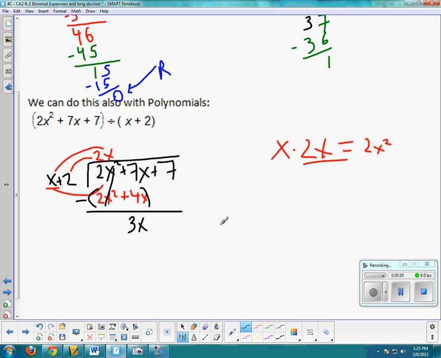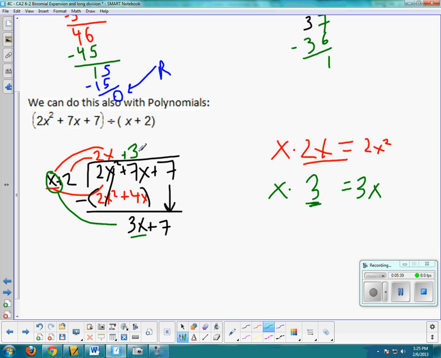Okay. I'm going to bring down the 7 immediately. I know we didn't do that for the numbers, but it really helps, in my opinion, with the variables to bring it down so we don't forget about anything. And now we're going to repeat the process, and we're going to take this x right here and say, all right, how many times does x go into 3x? Or basically the same question, what can I multiply x by so that I get 3x as my answer? And hopefully you know that x times 3 would give me 3x. So that's the number, positive 3, that I'm going to put up top.